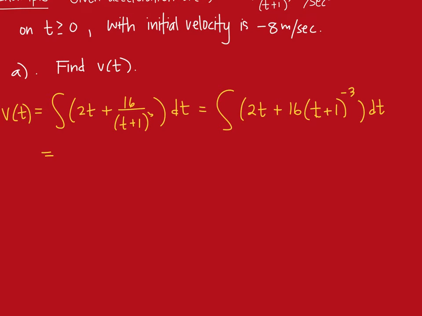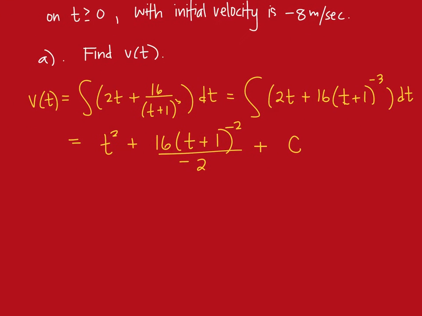So the antiderivative of 2t is t squared. The antiderivative of 16 times the quantity t plus 1, we're going to raise our power up to -2, and then we're going to divide by the new power of -2. And then we have plus c, and that is equal to the velocity. Now how can we find our plus c?